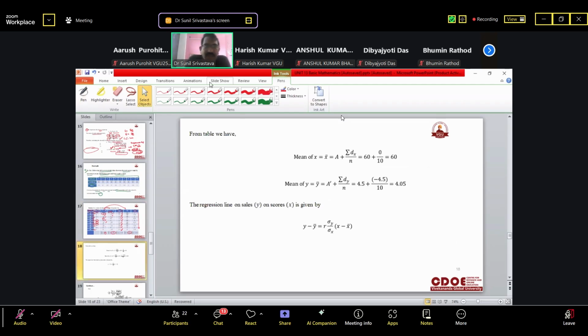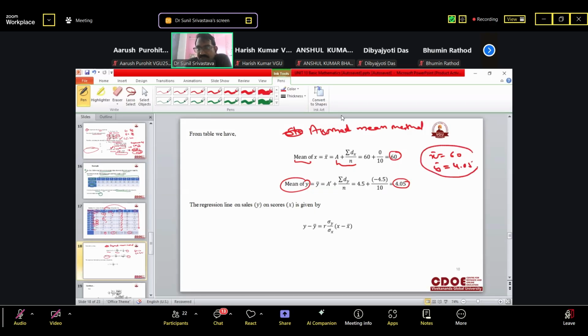So first of all, we have to take the mean, because for the regression lines we need x bar and y bar. So we have to take the mean of the x series and the y series. We have discussed the step deviation method to find the mean, that is known as the assumed mean method. That is given by a plus summation dx by n, that is equal to 60. And the mean of the y series is given by 4.05. So x bar is equal to 60, and y bar is equal to 4.05.